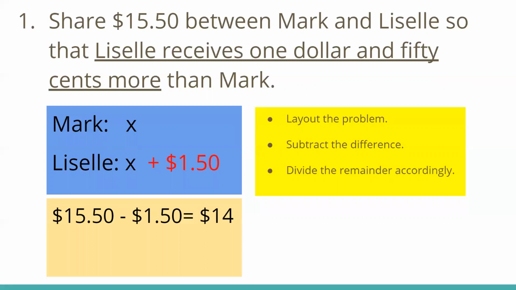The second step is to subtract the difference from the whole. And remember, the whole represents the whole or total amount. So $15.50 subtract $1.50 leaves $14. That was pretty straightforward.